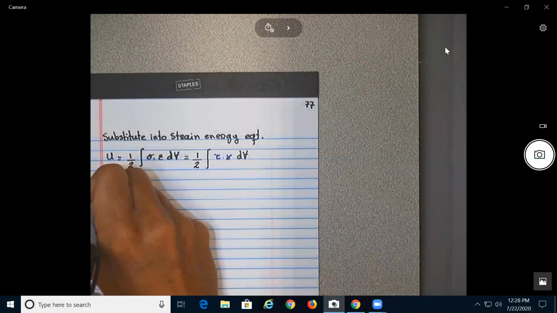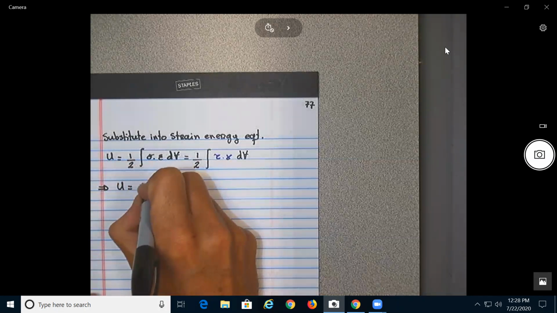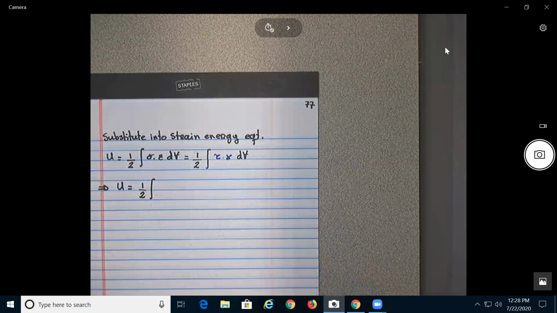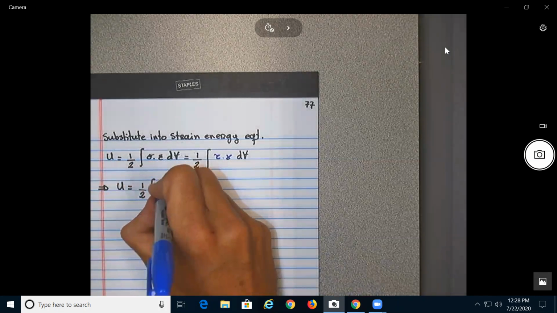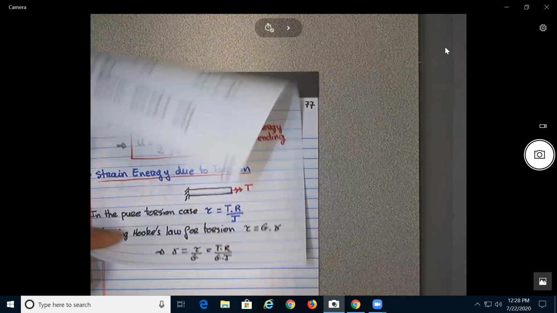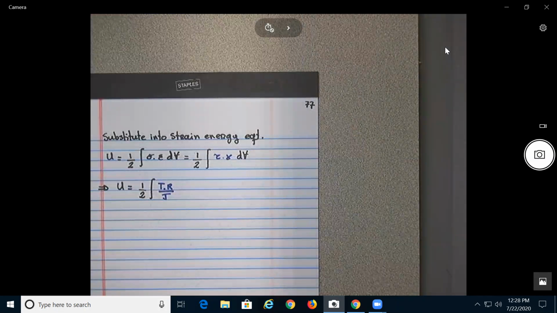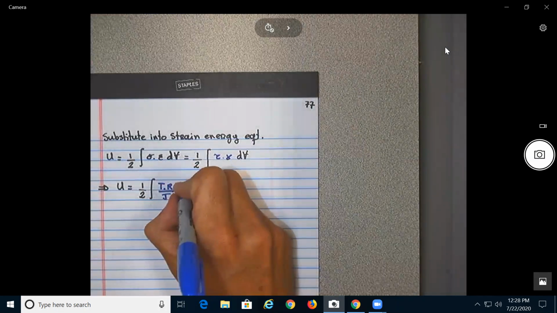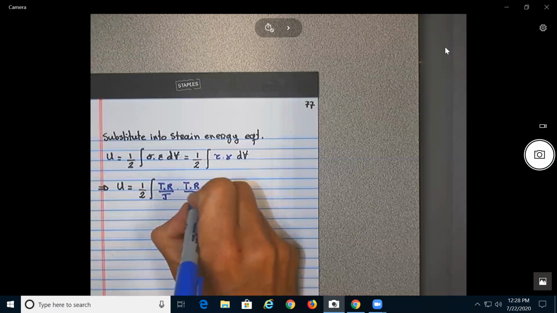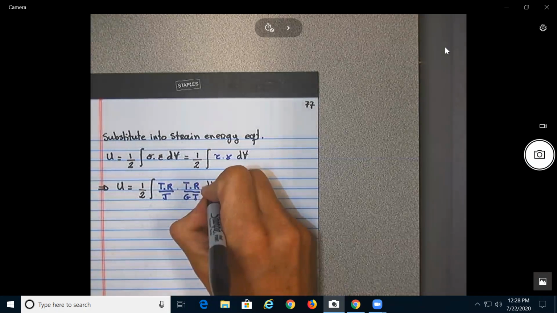Okay, so this will give you what? Do as before, 1/2 integral of stress was given by TR over J, okay, from the previous page. All right, and gamma would be TR over GJ. So we have now times TR over GJ dV.